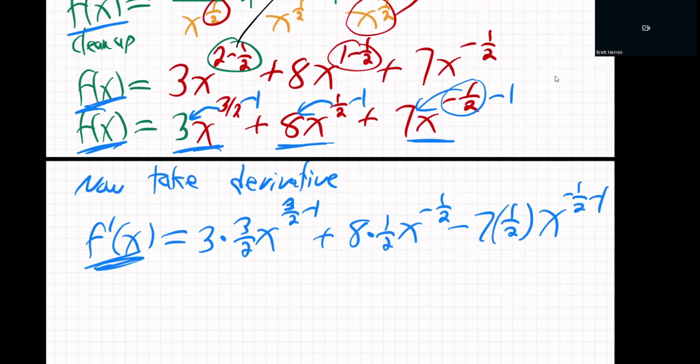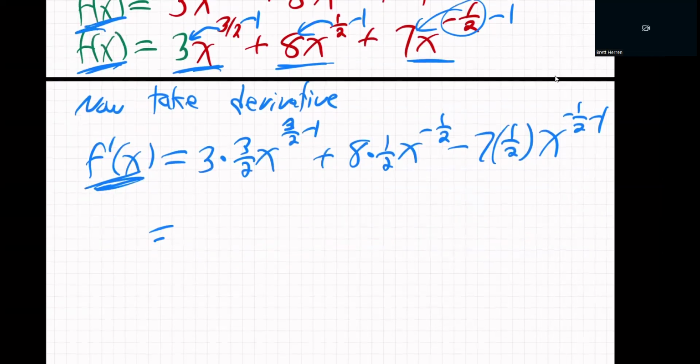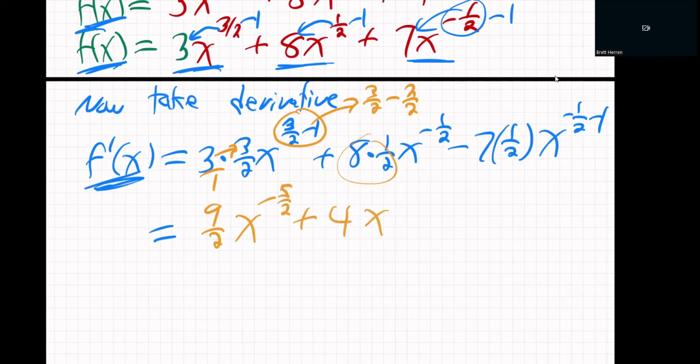See that? I did the derivative rule. And so what does that leave you? How do you deal with this? When a whole number is acting with a fraction, it goes to the top. 3 times 3, 9 halves. Now what happens here? 3 halves minus 1. That's 3 halves minus 2 halves. 1 is 2 halves. So that's minus 5 halves. Half of 8 is 4.